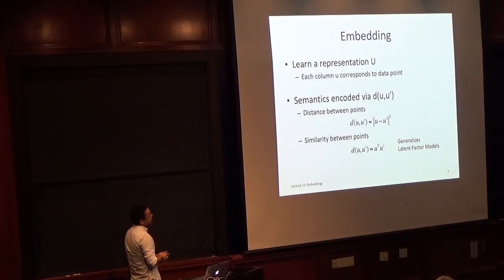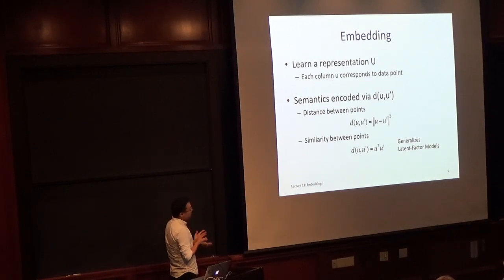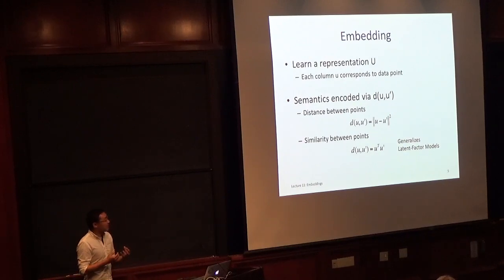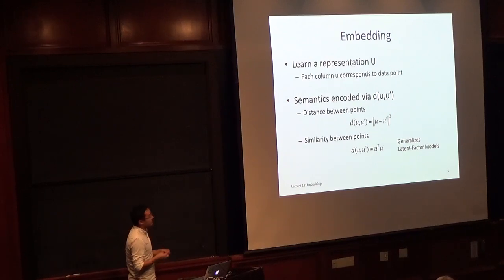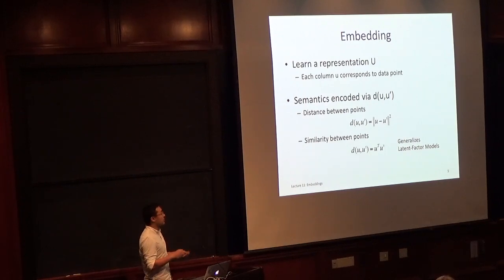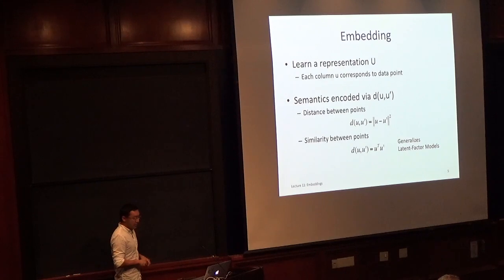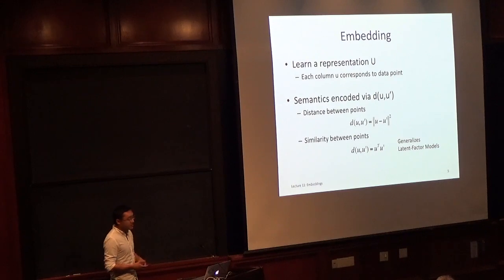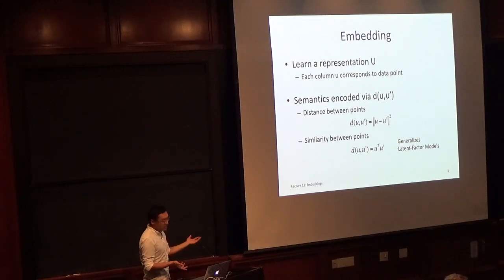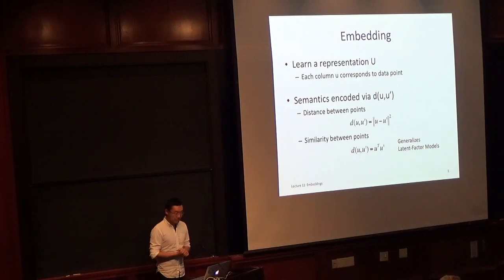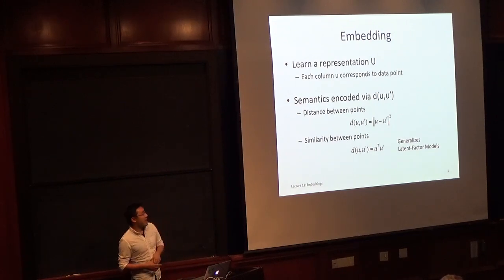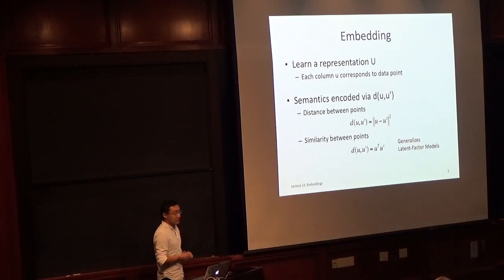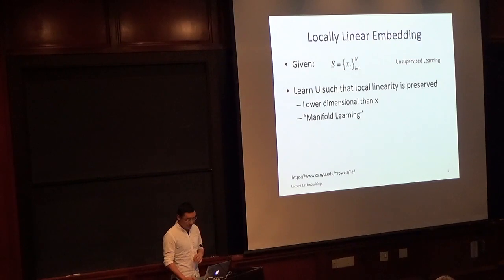The thing that's key to an embedding is that there's some notion of semantics encoded in the embedding via some kind of similarity or dissimilarity metric. For example, the distance between 2 points in this embedding may capture some semantics, or their cosine similarity or unnormalized cosine similarity may capture some semantics. And the latter, as we'll see later in this lecture, generalizes latent factor models. So one can think of embeddings as, in some sense, a generalization of the latent factor model approach that we've seen in the previous lecture.